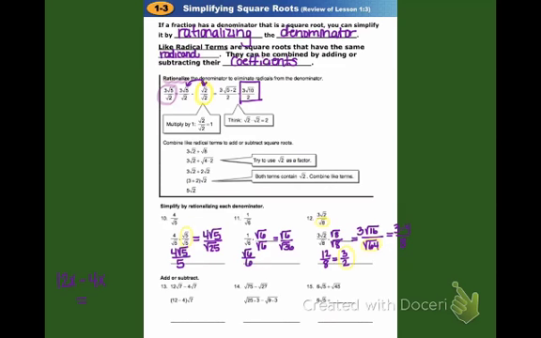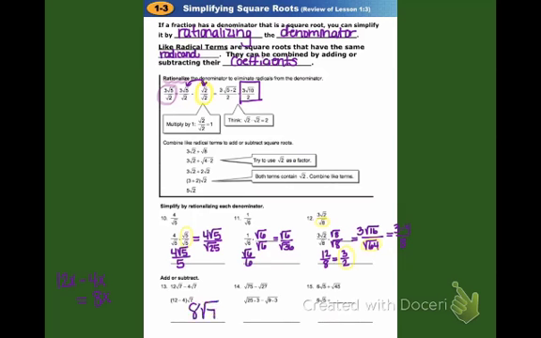So you can kind of think of a like radical in the same way that you think of variables. So subtracting 4 square root of 7 from 12 square root of 7 is just like subtracting 4x from 12x. But instead of getting 8x, we get 8 square root of 7.